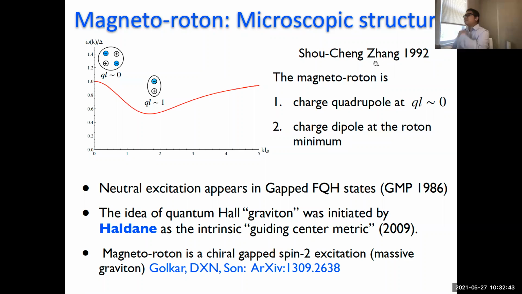And in a very interesting paper by Shou-Cheng Zhang in 1992, it suggests that the long wavelength version of the magnetoroton is a quadrupole. So basically, we can come back to the symmetric tensor gauge symmetry. We see that the dipole can only move perpendicular to its dipole moment, but the quadrupole can move freely. So basically, we see that different types of excitation in fractional quantum Hall show fractonic behavior due to the symmetry in the lowest Landau level.